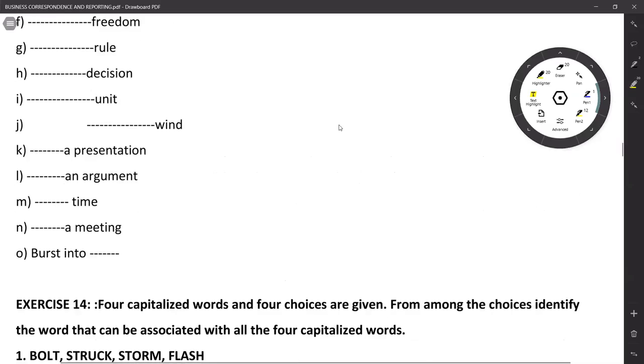Light. What can I use with it? Sunlight. Good. Black light. Dim light. Midnight. Moonlight. Very good. Lighthouse. Very good, Abdul. Flashlight. Good, Benaka. Dusk light. Okay. Highlight. Yes. Lighthouse. Very good.